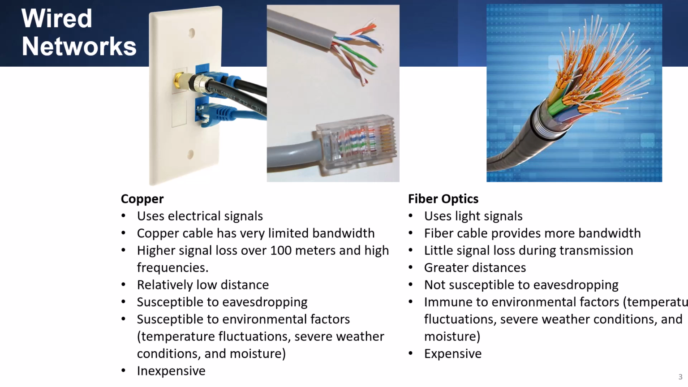On the other hand, fiber optics cabling uses light signals. They provide more bandwidth, have little signal loss during transmission, and support greater distances. They are not susceptible to eavesdropping and are immune to environmental factors. Compared to copper cabling, fiber cabling is expensive.